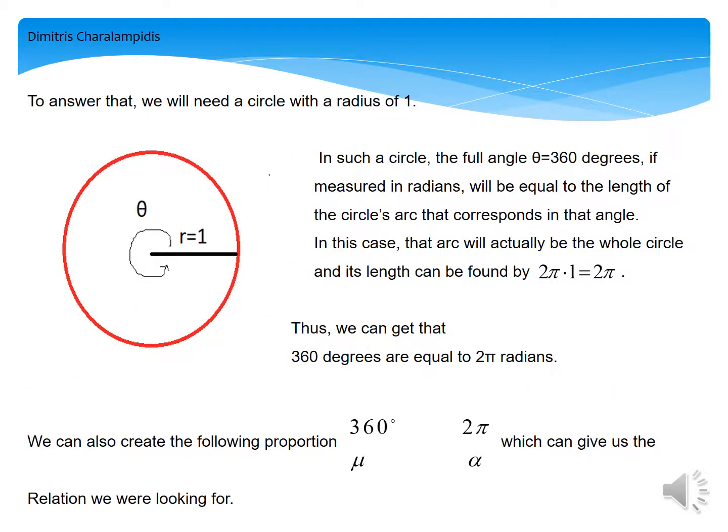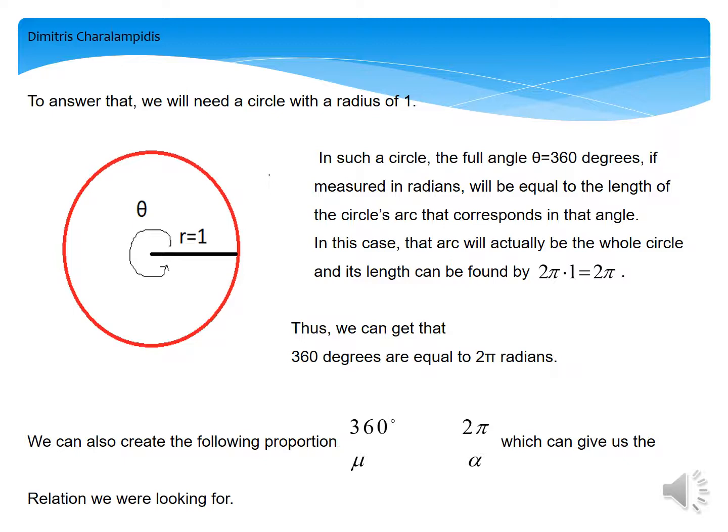To answer that, we will need a circle with a radius of 1. In such a circle, the full angle theta of 360 degrees, if measured in radians, will be equal to the length of the circle's arc that corresponds to that angle. In this case, that arc will actually be the whole circle, and its length can be found by applying the formula 2 times pi times r, which in our case is equal to 2 pi times 1 equals 2 pi. Thus, we can get that 360 degrees are equal to 2 pi radians.